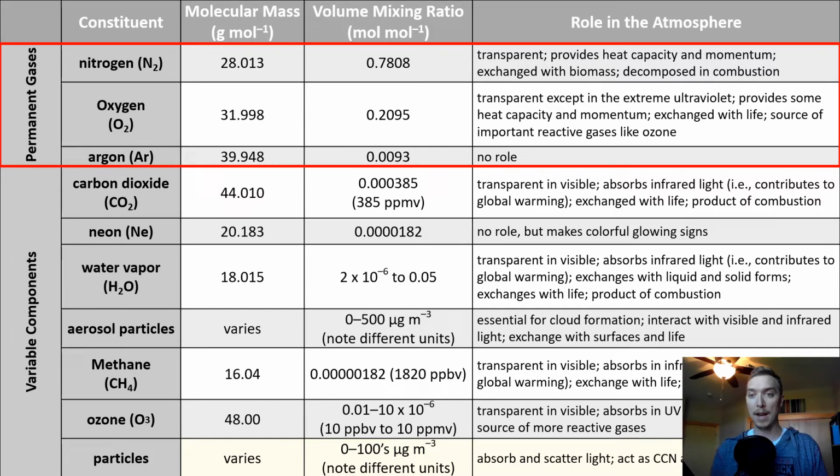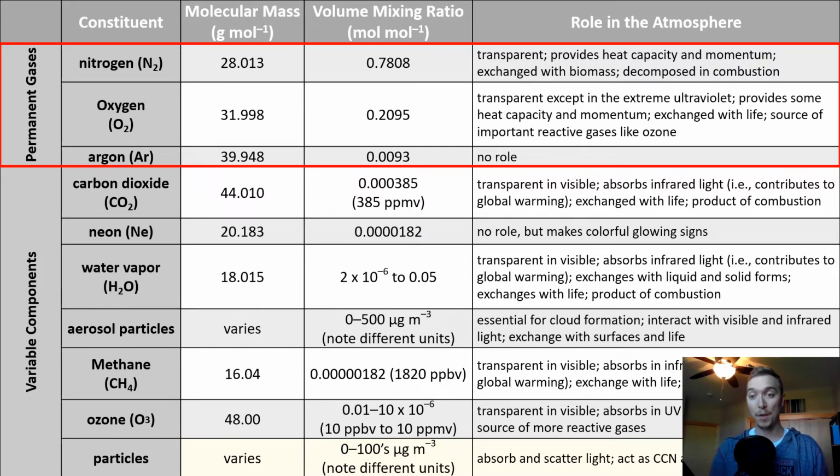Then oxygen, used by all living things. It's essential for respiration. It's also necessary for combustion and burning. Also provides some heat capacity and momentum. Moving next, we have argon. It's used in light bulbs, but it's also in our atmosphere. It doesn't really serve much of a role, but it is one of those gases that is just kind of hanging out and actually making up a rather primary, permanent gas in our atmosphere.